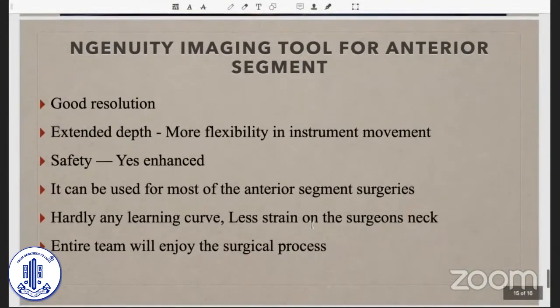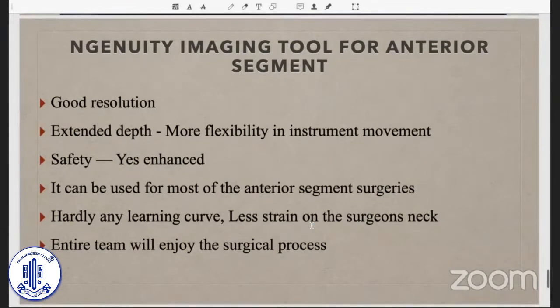So it gives a good resolution, an extended depth, more flexibility in instrument movement, and it is very safe. It can be used for most anterior segment surgeries. There is hardly any learning curve, and there is less strain on the surgeon's neck. And the good part is your entire surgical team starts getting involved in every step, and they enjoy the entire process. And it is one of the best tools for teaching. That is the main advantage.